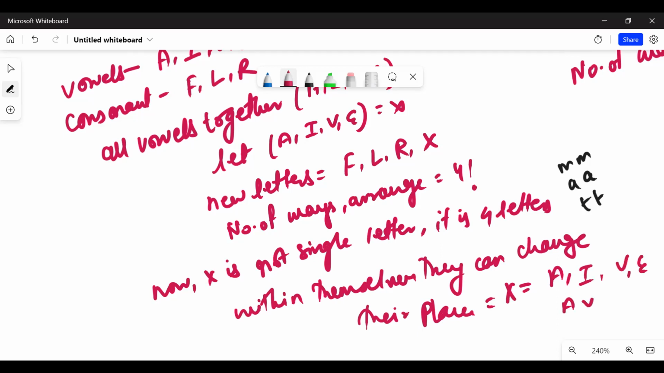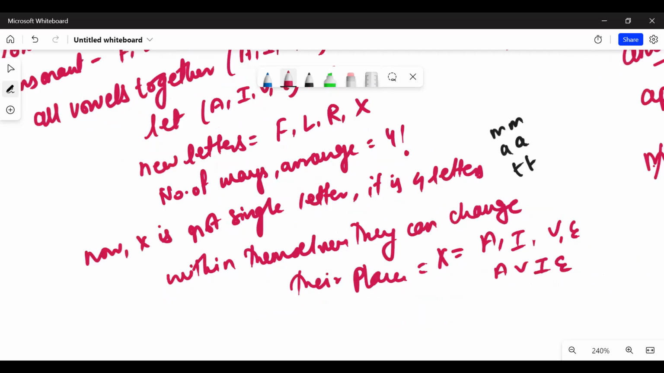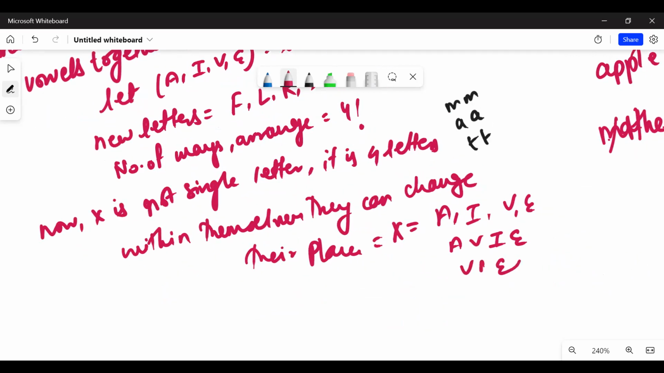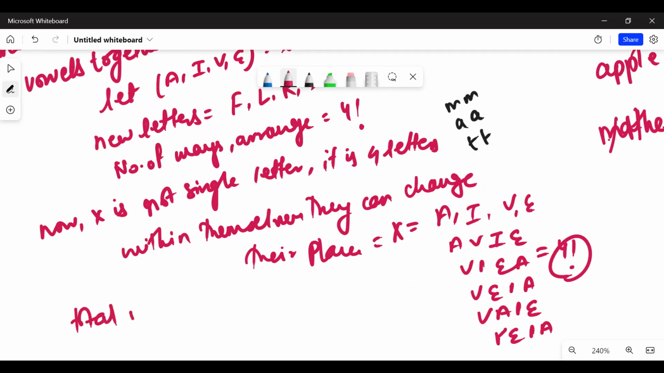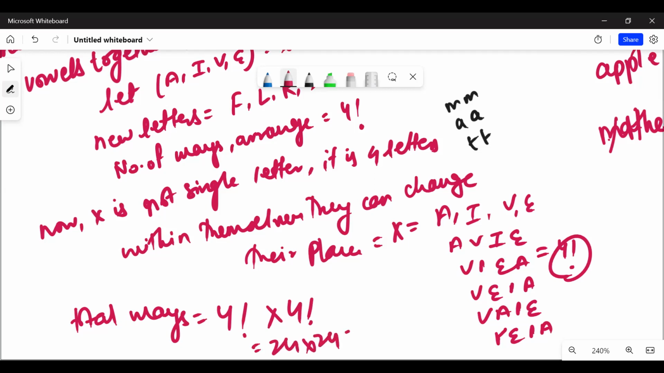If I write A U I E, any problem? No, right? All 4 vowels are together. U I E A, U E I A, U A I E, doesn't matter, no? So within themselves, they can change their place in 4 factorial ways. All vowels are together only, they're changing their places within themselves. So the total number of ways will be 4 factorial into 4 factorial, that would be 24 into 24, 576.